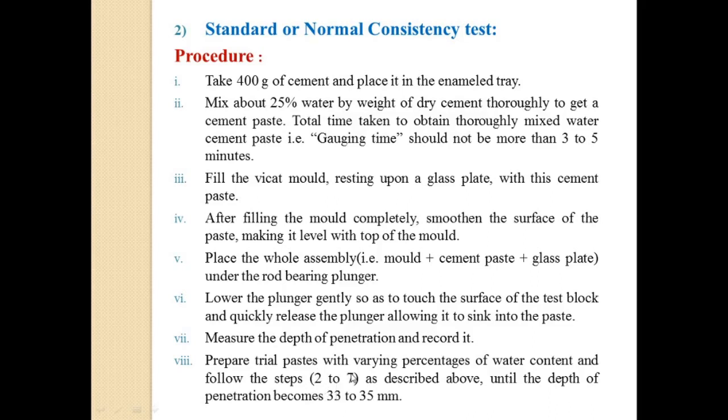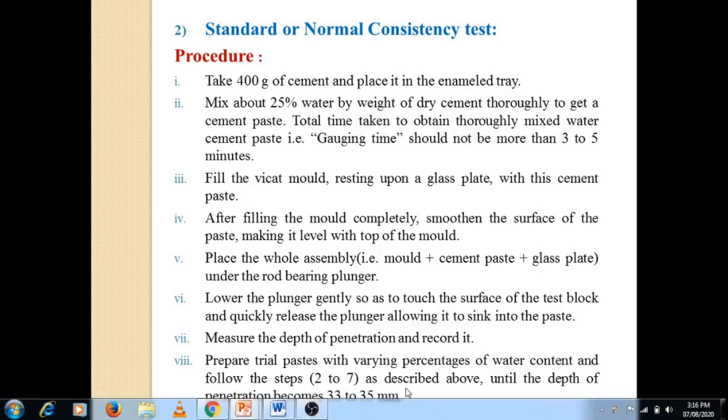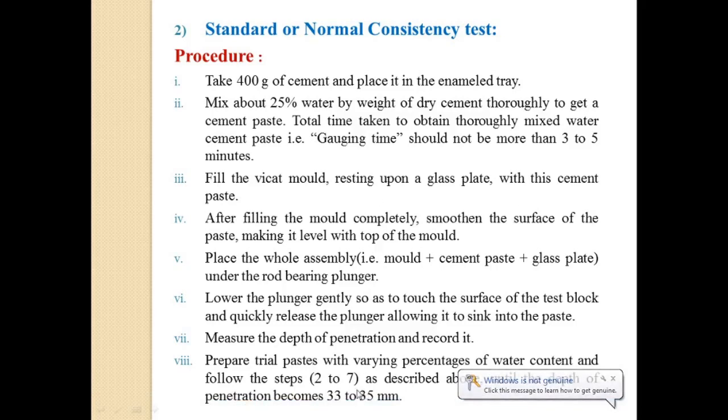After the 23% of water, suppose our plunger is inserted in the cement paste to 30 mm. So again we have to take another trial. Now we are going to take 24% of water. And after taking the 24% of water, suppose the plunger penetrates 33 to 35 mm, then our standard consistency of that cement is 24% of water by weight of cement. So that is the standard or normal consistency of cement.